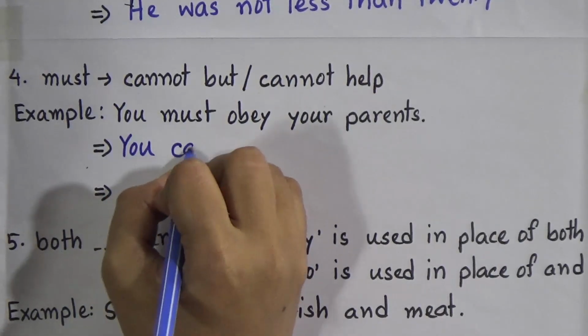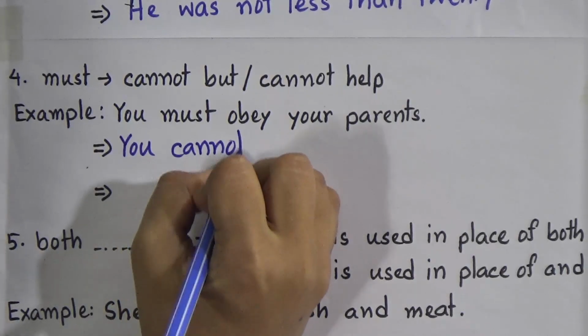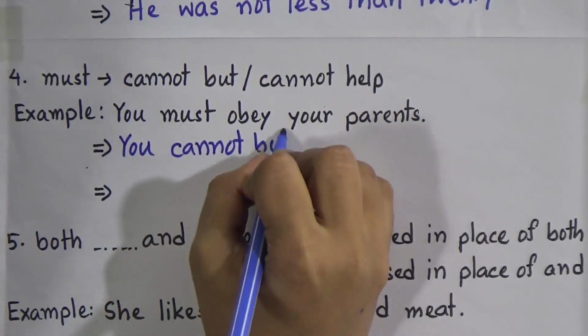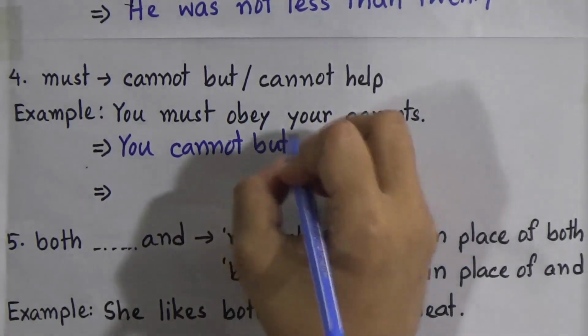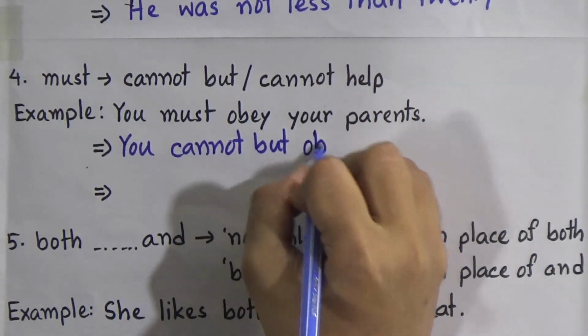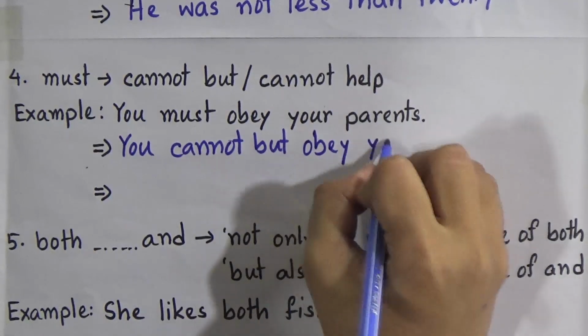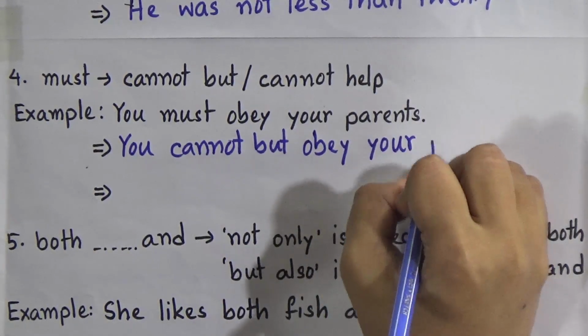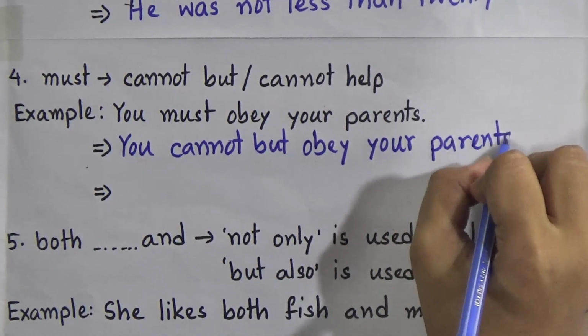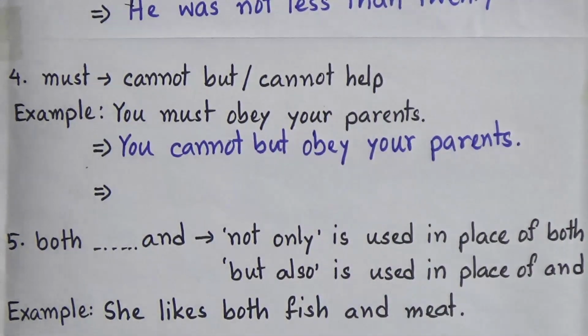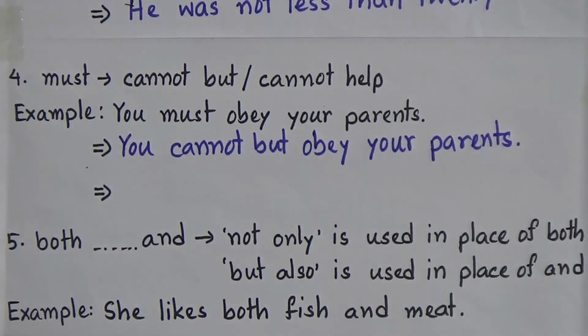You cannot but. Now the rest of the sentence, obey your parents. Now you can also change it in another way.